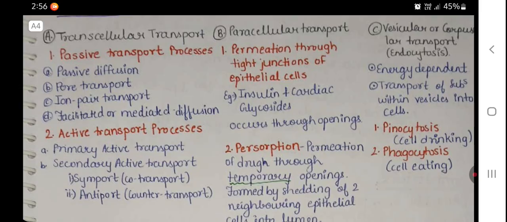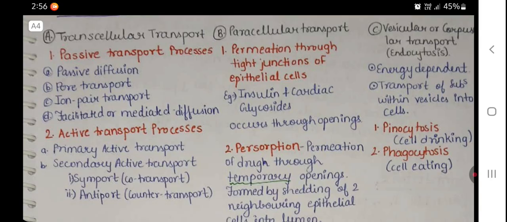First is the passive transport process, which is further divided into four. First is passive diffusion, pore transport, ion pair transport, facilitated or mediated diffusion. Second in this is the active transport process. It includes the primary active transport and secondary active transport. The secondary active transport includes the symport and antiport.